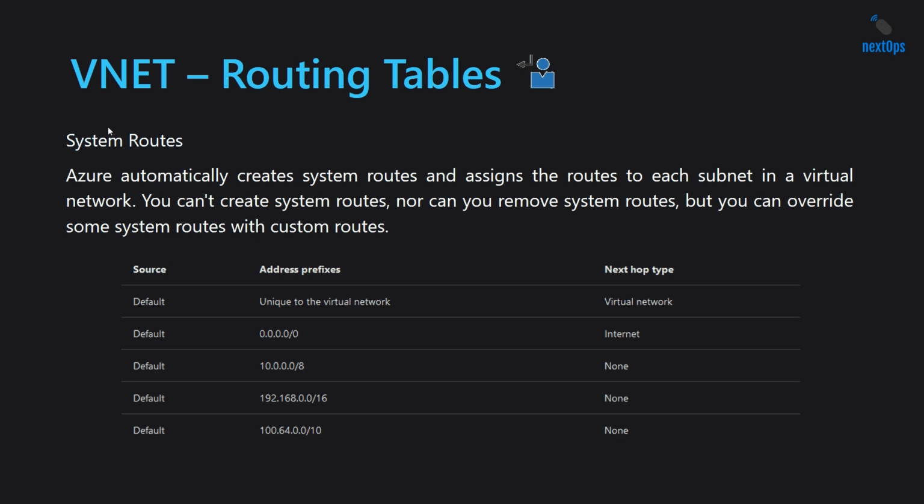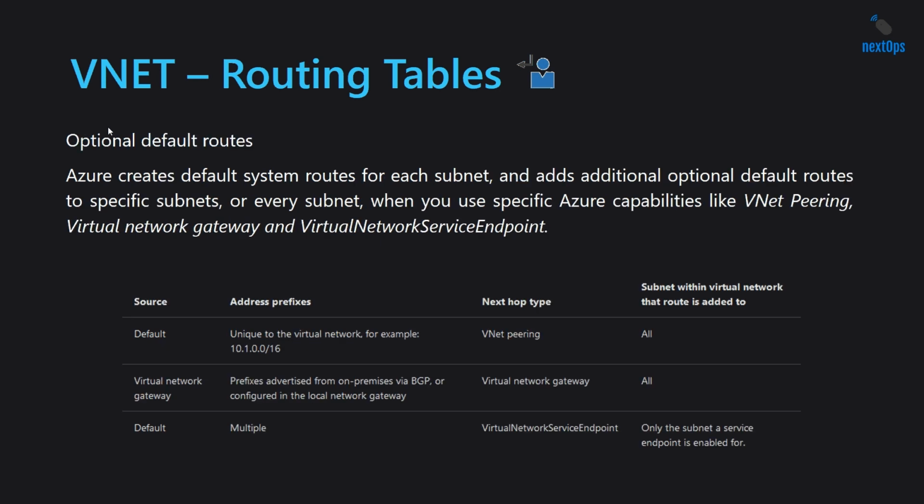If you remember from the previous video, we created a virtual network and a subnet inside that virtual network, and also associated it with a network security group so far. So in this video, we are going to create a routing table and associate it with the same subnet that we created earlier. And Azure also adds additional optional default routes to specific subnets or every subnet when you use specific Azure capabilities like VNet peering, virtual network gateway, and virtual network service endpoint.